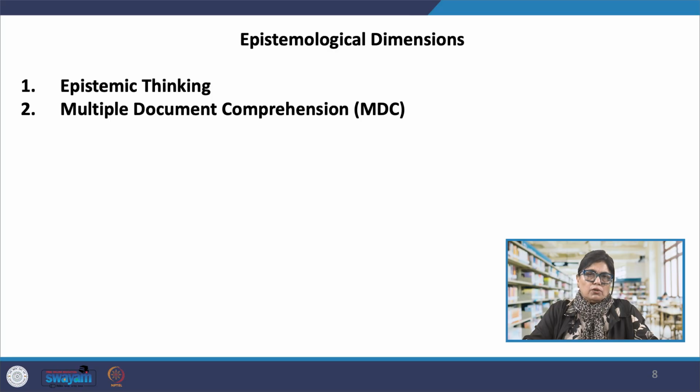Second is multiple document comprehension, that is MDC. This is a core competence in the information age. It involves building a coherent mental model from multiple sources that might have conflicting viewpoints. Multi-competent individuals are often better at sourcing, identifying where information came from and how different sources interrelate.